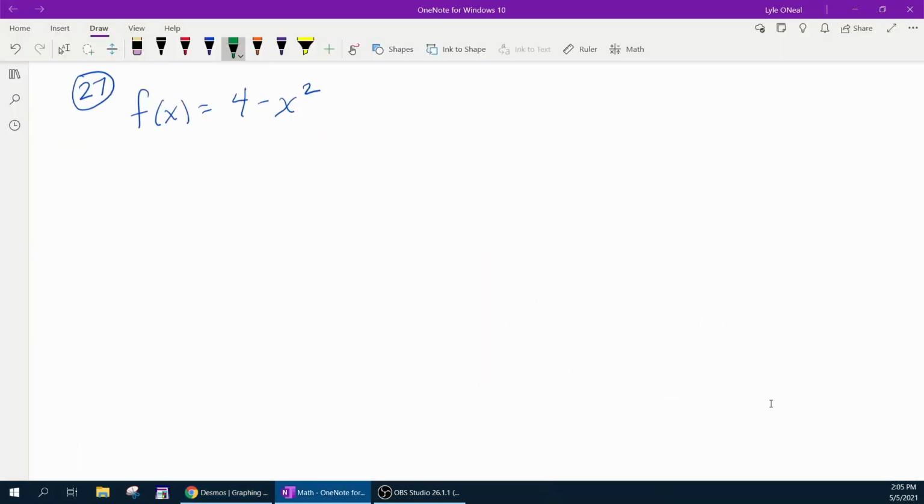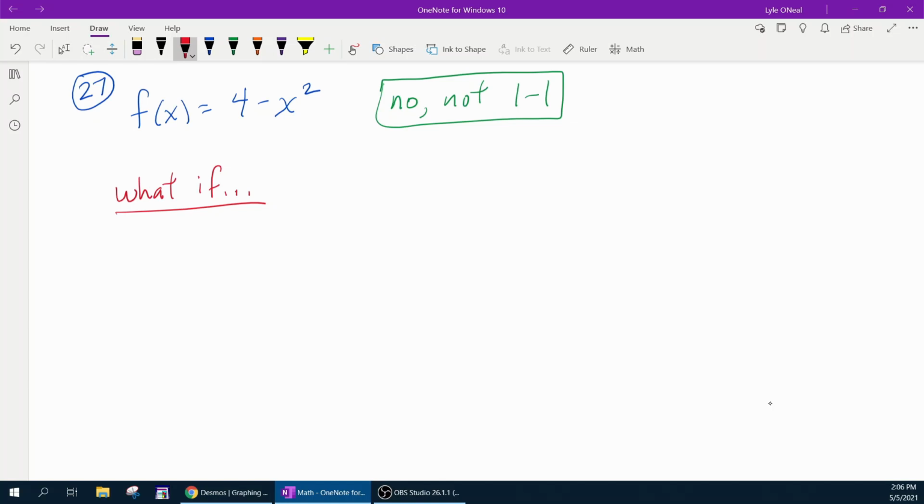Okay, so what we can say then to answer number 27 is, no, it's not one-to-one. And remember, the reason it's not one-to-one is because it fails the horizontal line test. All right, so what I would like to do for this problem is go above and beyond. Sometimes I like to play the what-if game and say, what if this function was one-to-one? Could we find its inverse?